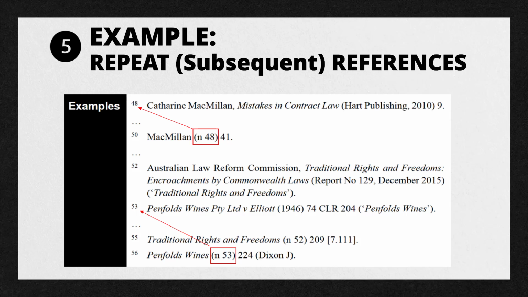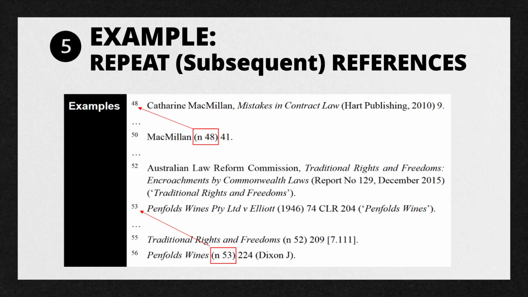If I was going to cite that Macmillan book in footnote 49, then I would be perfectly fine to use ibid. But because I've gone and cited something else, and then for my 50th footnote gone back to the Macmillan book, I then have to use this subsequent references.